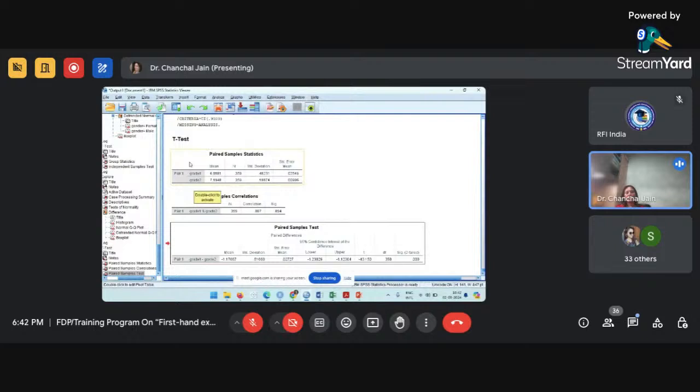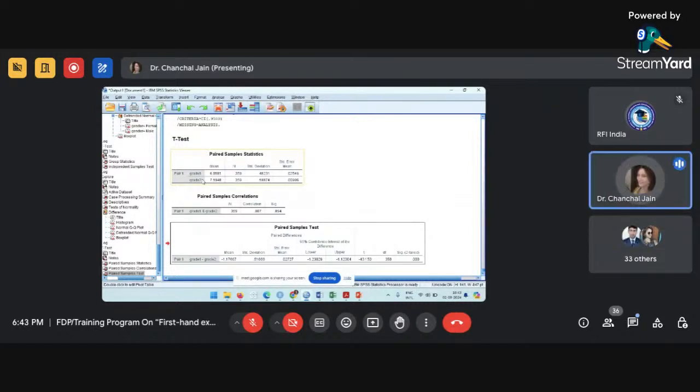So that means the grade 1 mean is less than the grade 2 mean. Or I can say that the teaching is effective. So that is why there is an improvement in the grades of the students. Is it okay? Yes, ma'am. Yes. Okay.